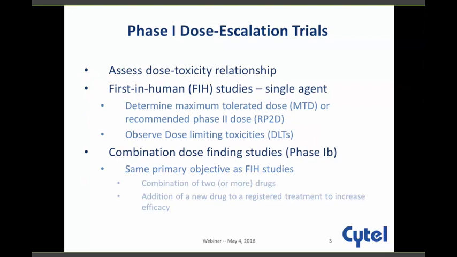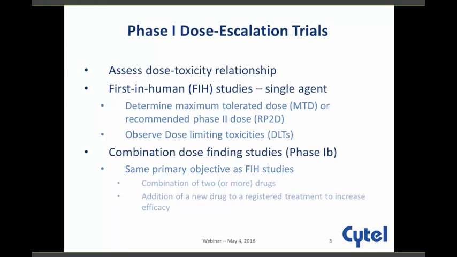So the setup, just to make sure that we are all on the same page, is that in these phase 1 dose escalation trials, our main goal is to assess the dose toxicity relationship. In first-in-human studies where single-agent dose escalation models are in place, the primary objective is to determine the maximum tolerated dose or the recommended phase 2 dose, and the primary variable is dose-limiting toxicities.